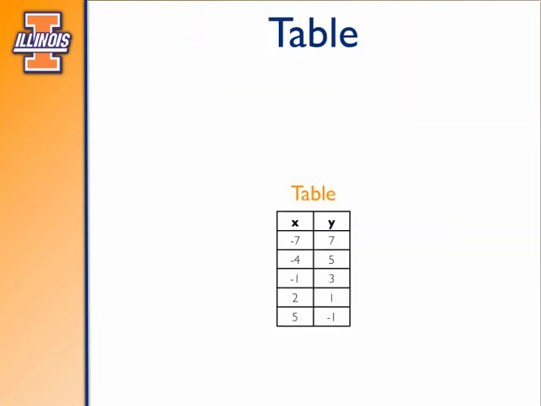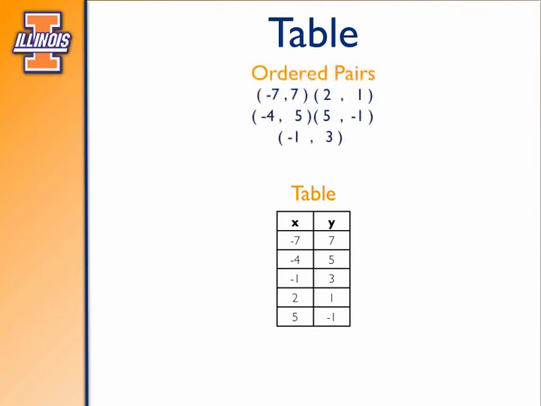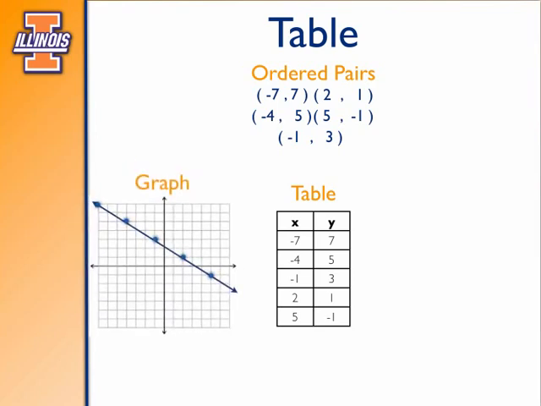Now let's start with the table. I want to take that table and turn it back into ordered pairs. And I can do that because I know that each row is an ordered pair in and of itself. So I get -7, 7, -4, 5, -1, 3, 2, 1, and 5, -1. Now I already know how I take those ordered pairs and I turn them into a graph. Plot the points, draw my line, done.